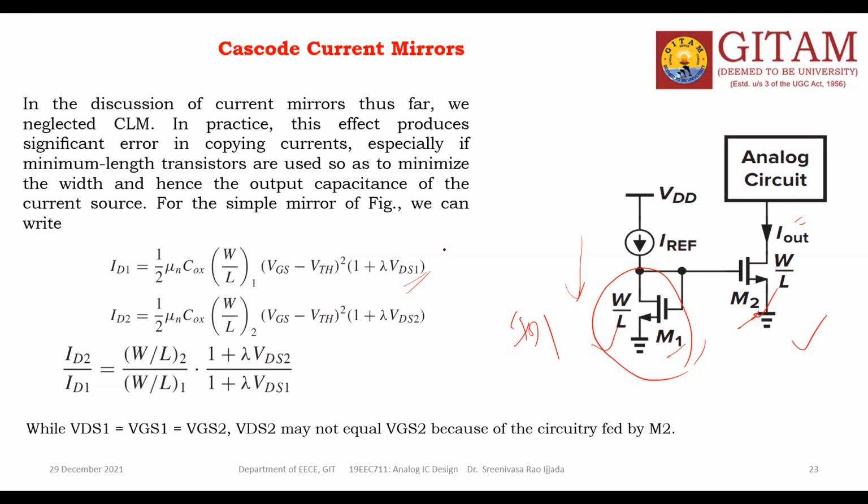If you go back and recollect what the channel modulation means: if you forget about this factor, that is an approximation. You can say your drain current in saturation doesn't depend anymore on the drain voltage. Clear? But whenever you include this term, you can say your drain current depends on, or is influenced by, the drain voltage.